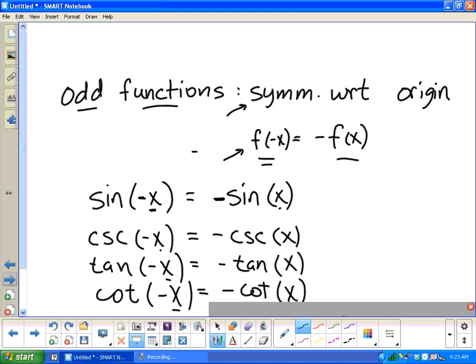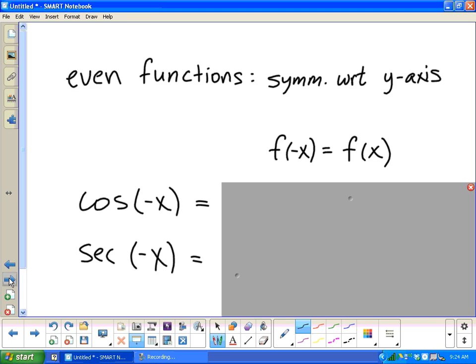The best way to learn the even and odd trig functions is to remember which 2 are even. Because if you can remember which 2 are even, then the other 4 are odd. So now let's look at the even ones. My even functions, we said, were these 2: cosine and secant, because they were symmetric with the y-axis. That's what makes a function even algebraically: f of negative x is just equal to f of x.